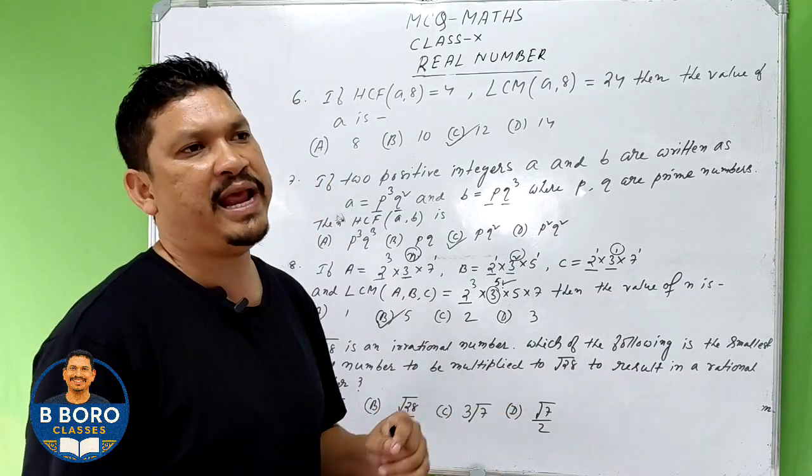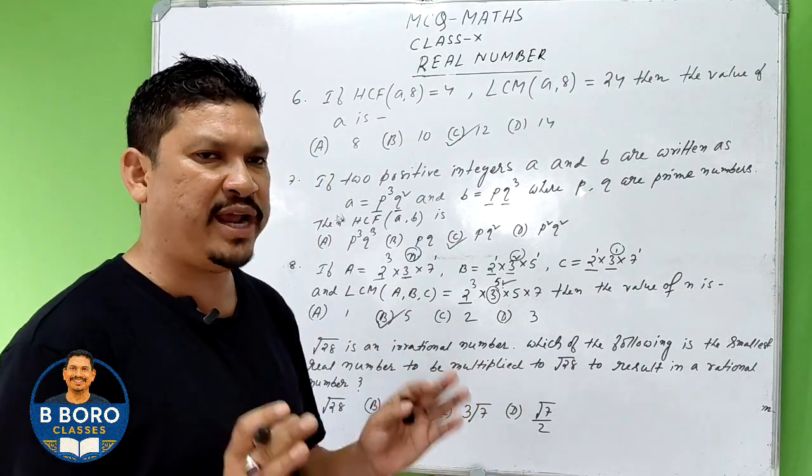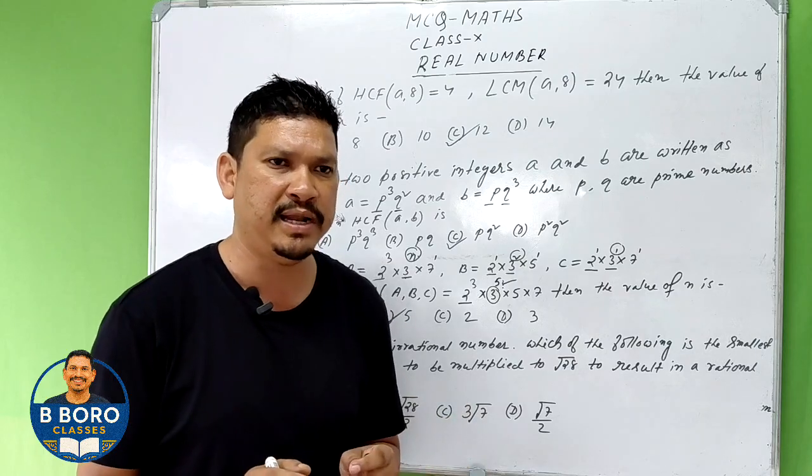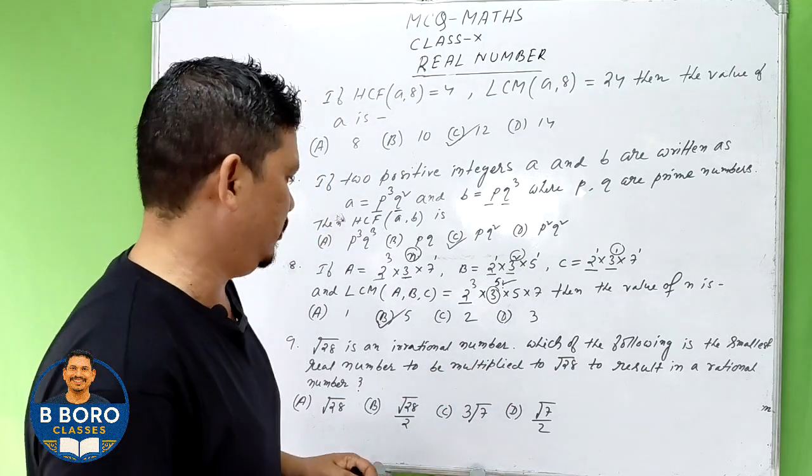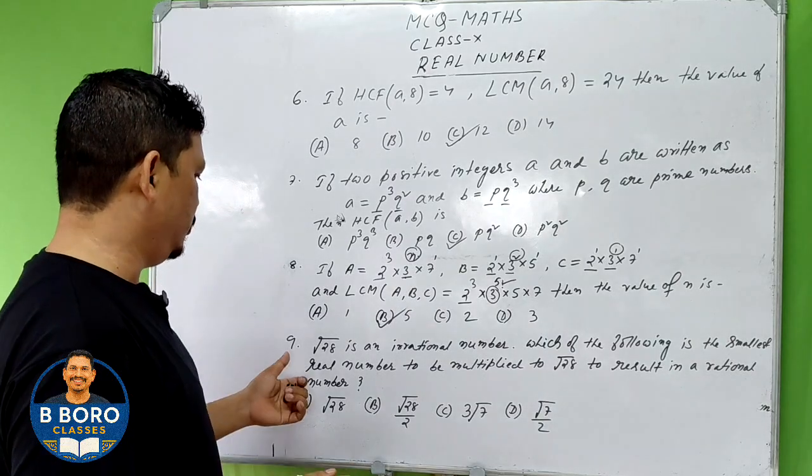So how can you find the LCM? LCM means the product of common factors with highest power as well as the uncommon factors. So next, proceed to question number 9.